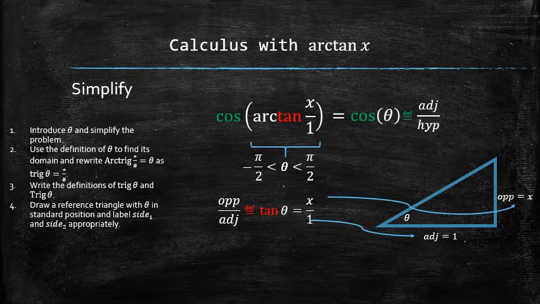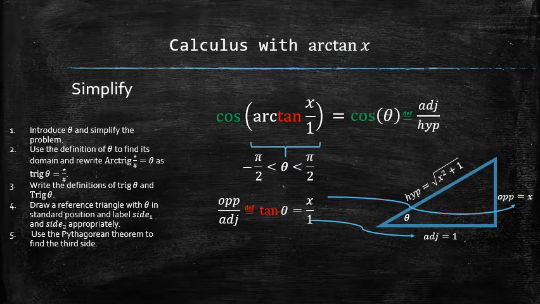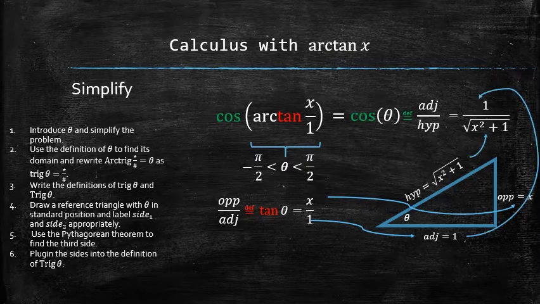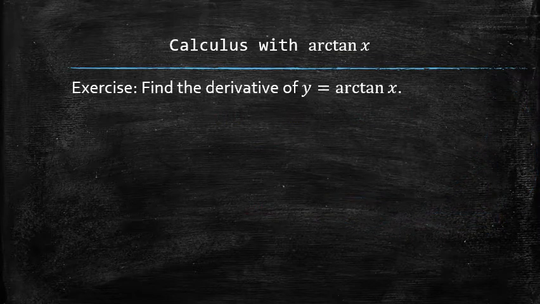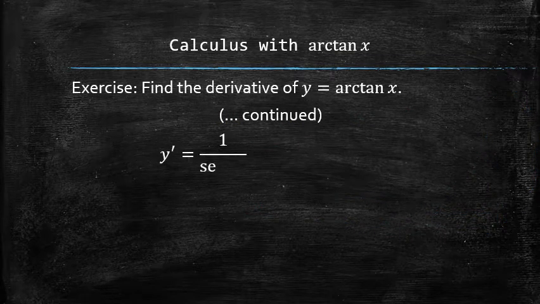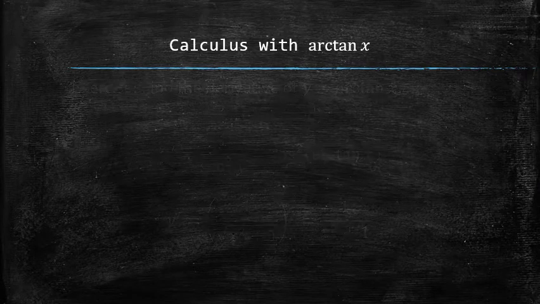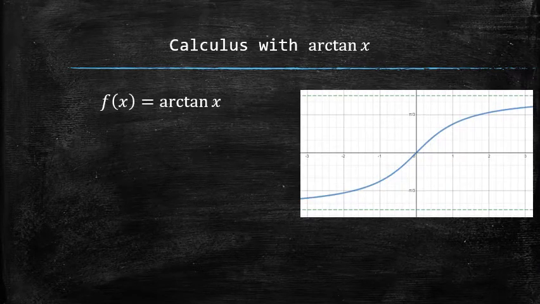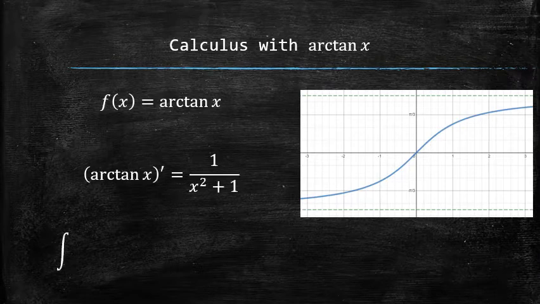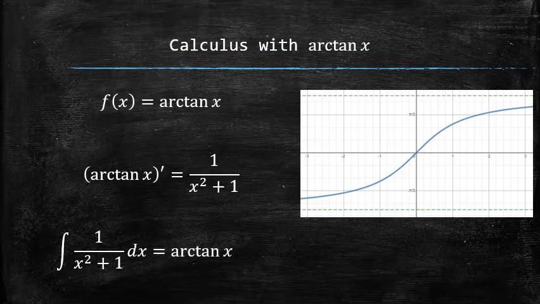We then use the Pythagorean theorem to find the missing side. And finally, we plug in the needed sides into the expression in question. After simplifying the trigonometric expression, we now have the following result. In summary, we now have the formula for the derivative of the arctangent function, as well as the formula for the antiderivative of its derivative.